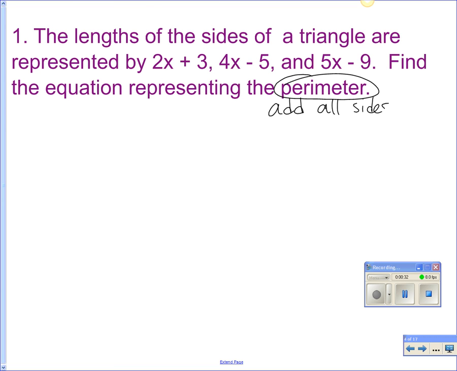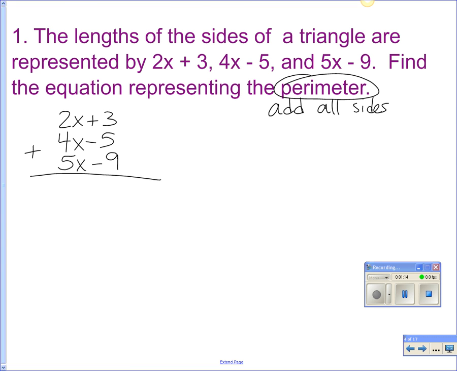Guys, remember, if I circle this word, you should circle that word. Jesse, what are we adding? What are the sides in this? What do they tell you the sides are? So we're going to add all of those up. We're going to add all the sides up, okay? Andrea, how do we add something like that? What's important to remember when we add something like that?